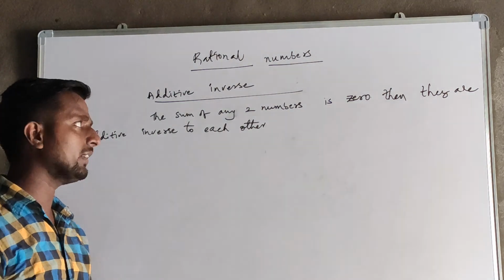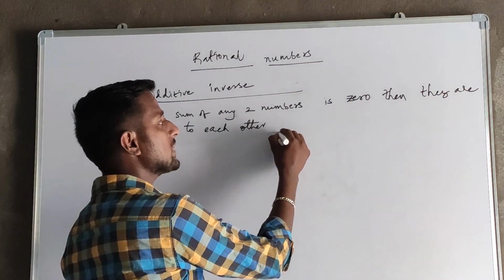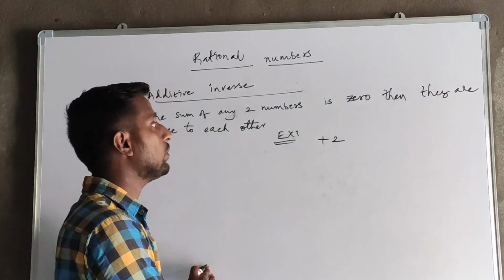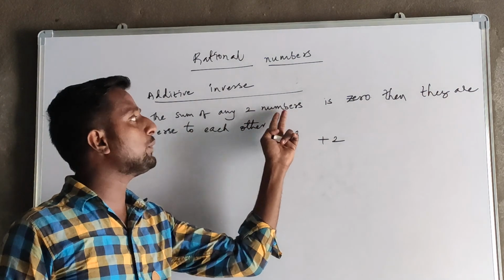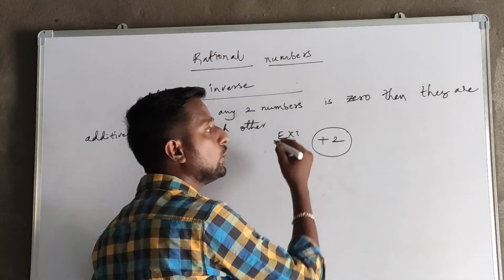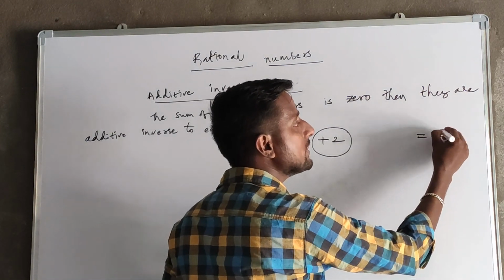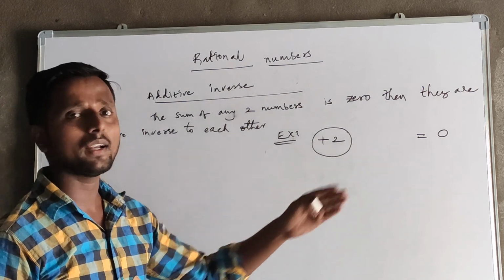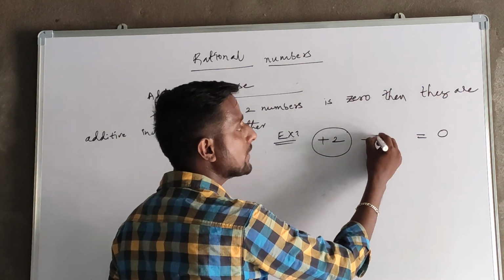Do you have an idea? Now examples. First we'll go with examples. Plus 2. What is it? The sum of any two numbers must be 0. One of the numbers I have already taken, plus 2, but the answer must be 0. So to make it 0, the other number I can take is minus 2.